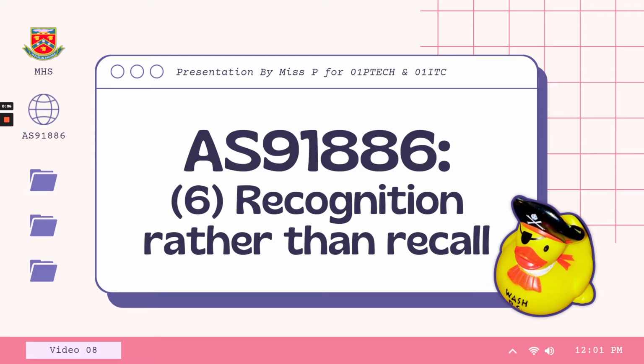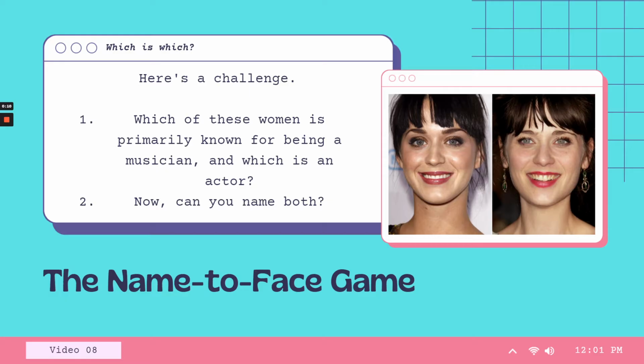This video is about the sixth heuristic, recognition rather than recall. To demonstrate the difference between recognition and recall, let's test your memory. First, I'd like you to think about whether you've seen either of these women before. Next, I'd like you to try and figure out which one of these women, yep, they're different people, is primarily known for being a musician.